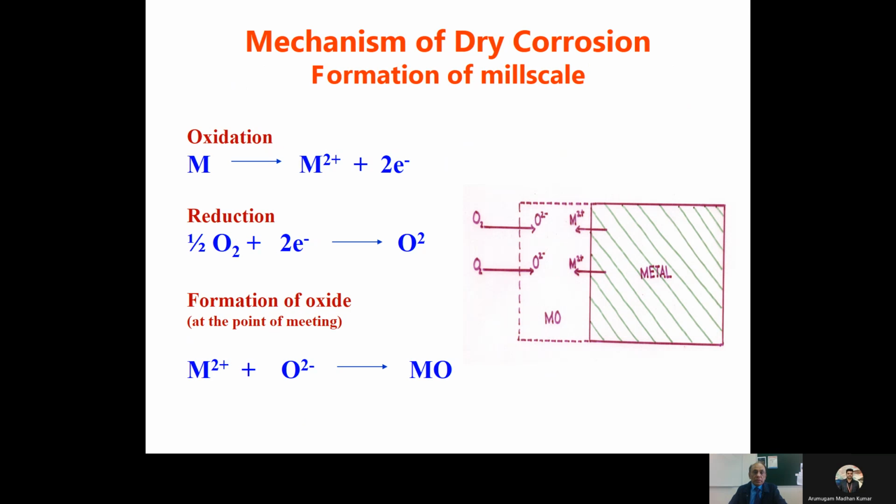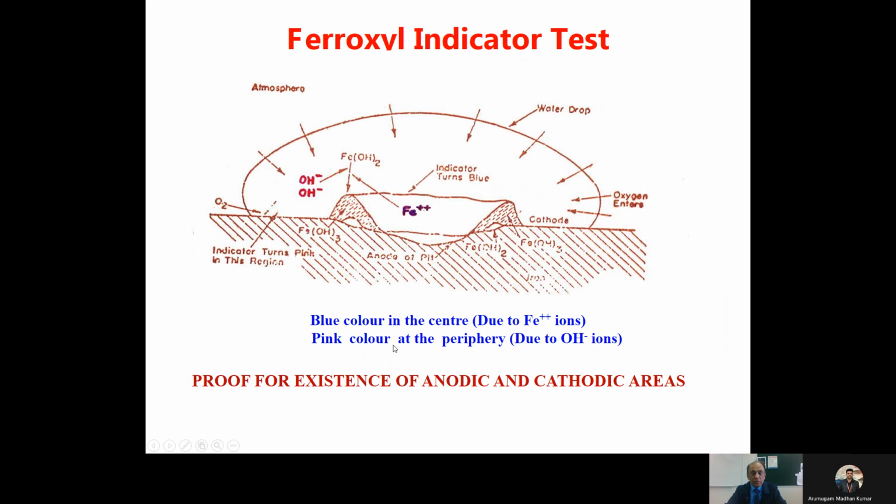Dry corrosion takes place in presence of dry gases like oxygen and other gases. So here metal is oxidized to metal ion and reduction of oxygen takes place at the cathode. Oxide ion is formed, and finally this metal ion and oxide ion form the oxide layer on the metal surface.